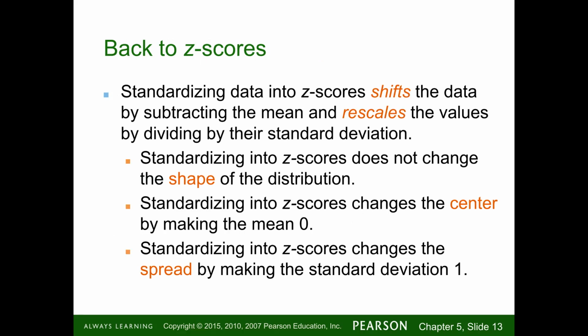So standardizing the data in Z-score shifts the data by subtracting the mean and rescales the values by dividing by the standard deviation. So we're using two of these techniques to give us a Z-score. Standardizing into Z-scores does not change the shape of the distribution. We saw that by looking at the graphs. Standardizing changes the center by making the mean 0, and that's just based on the formula. And it changes the spread by making the standard deviation 1.